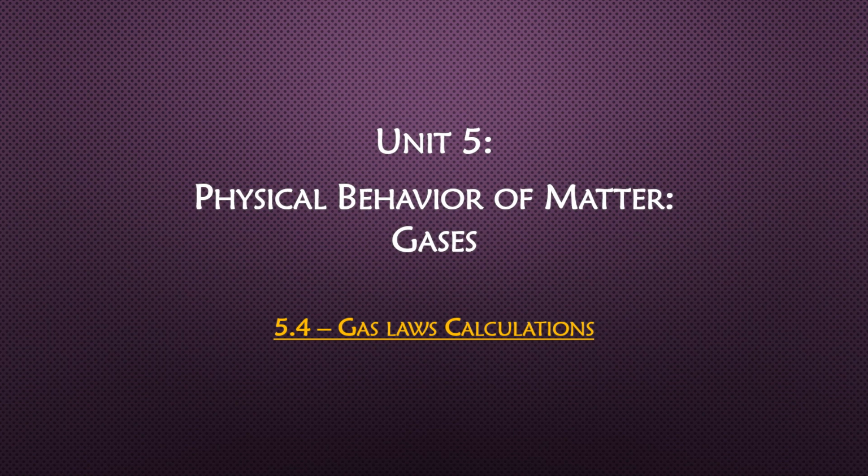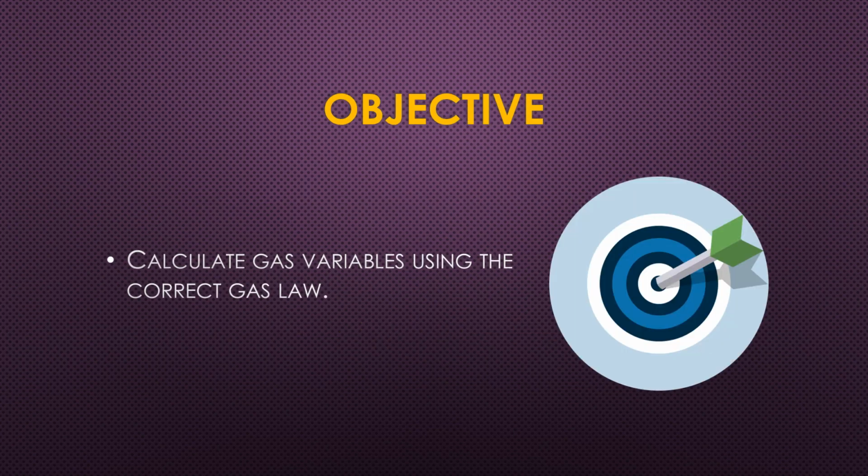Hello, everybody, and welcome back to Unit 5 Physical Behavior of Matter, where we will be specifically focusing on gases. So, last time we talked about the gas laws and we discussed five different types of gas laws. Today, we'll be looking at how we can perform calculations using the equations for those gas laws. And this is going to be the last part for this chapter. So, you guys will be able to calculate the different gas variables using the correct gas law, whatever we have to use for any specific given question.